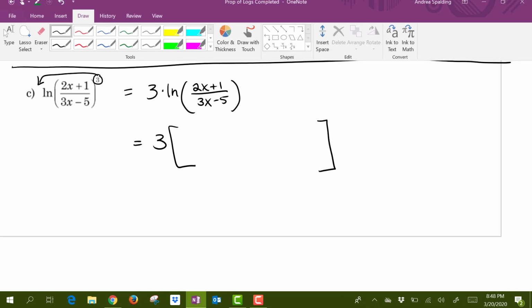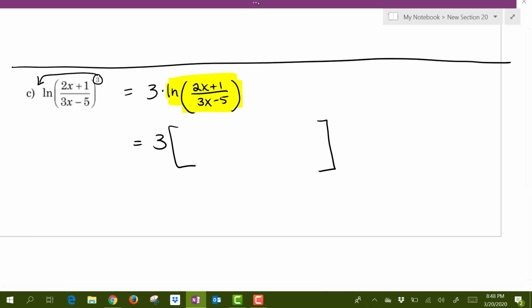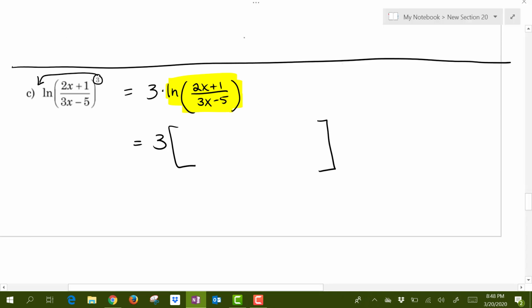So 3 times the natural log of that fraction. Now I can take what's at the top of that log and put it into a positive log, so ln of 2x plus 1, and then anything that's at the bottom of that log is going to go into a negative log, so negative ln 3x minus 5.